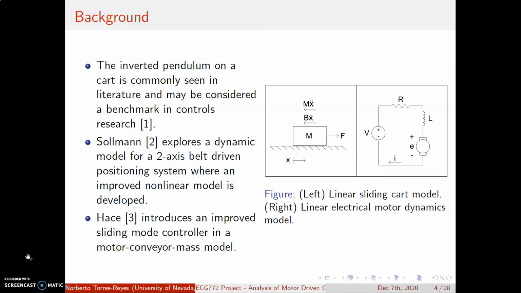The figure on the left shows a linear sliding cart model. You can see the force applied, and the resistance to motion is the D'Alembert force of acceleration and the viscous friction force. On the right is a linear electrical motor dynamics model. We have the resistance R, inductance L, the back EMF, and the current flowing through the system with the applied voltage. It doesn't include the inertia terms, but that's going to be coupled with the motor.